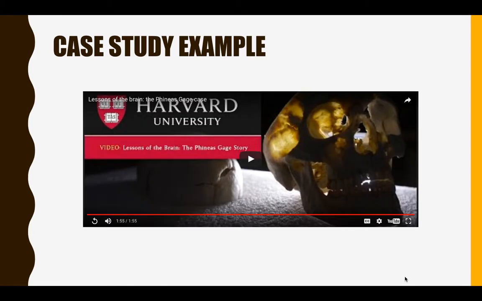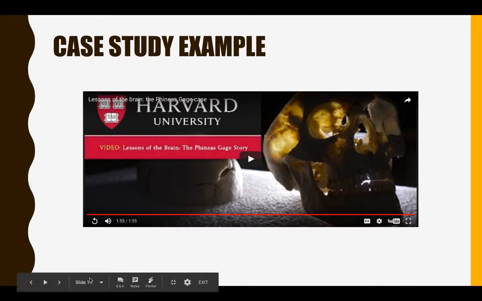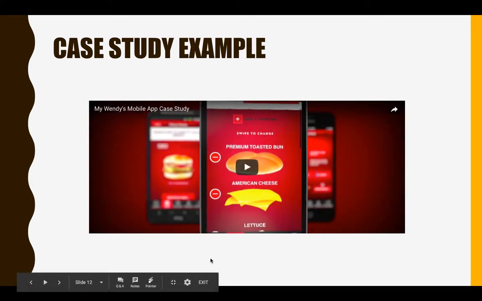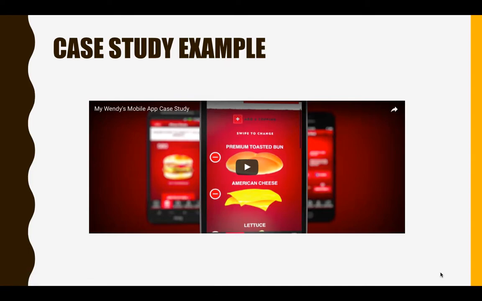So this American crowbar case, as it is known, the miraculous survival of Phineas Gage, the effect of the injury upon his character, made him an important case study for scientists hoping to find out more about the brain. Moving on to our next example, Wendy's is an American fast food restaurant chain founded by, hey, we know him, Dave Thomas. Wendy's is one of the largest fast food chains in the world.